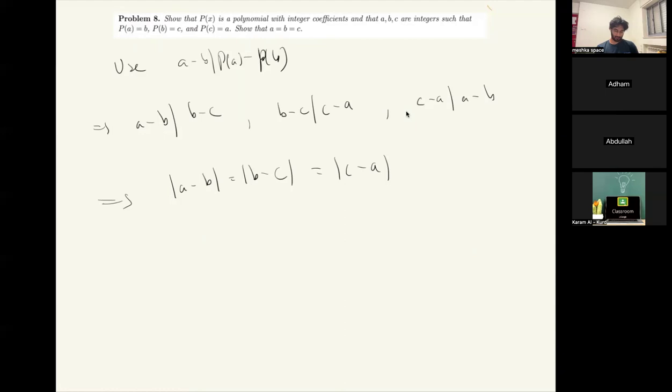Okay, yeah. So now we have this. There are a lot of ways to proceed. One thing you said, Adam, is that you can square all of them, and that just removes the absolute values, and then you can do some algebra.